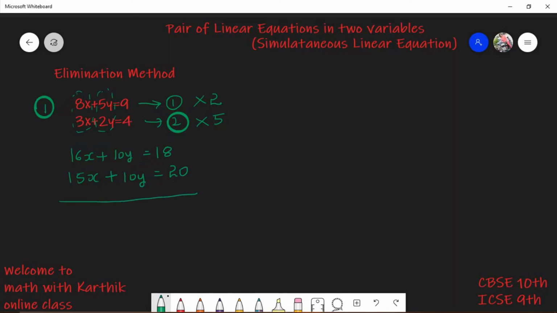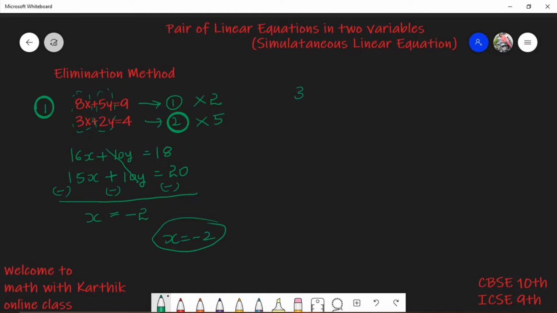Subtract both the equations. So means wherever you have plus, you need to write the minus, and wherever you have minus, you need to write the plus. Now 16x minus 15x is x, minus 10y and plus 10y gets cancelled, will be equal to minus 20 plus 18, that is minus 2. So x will be equal to what? Minus 2.